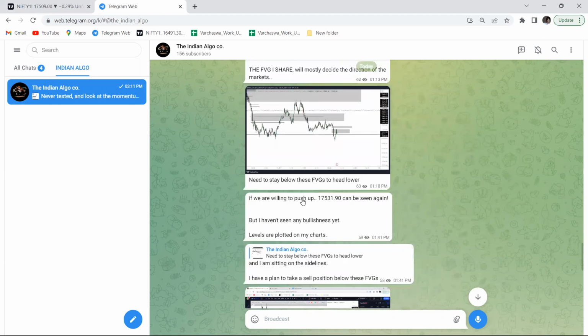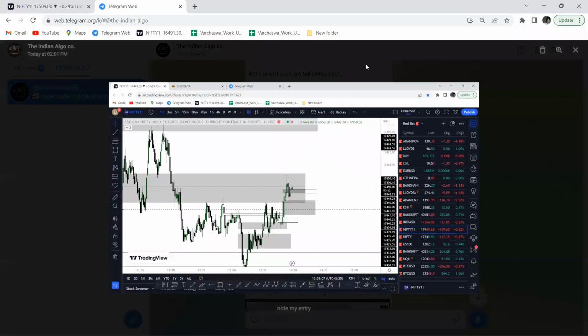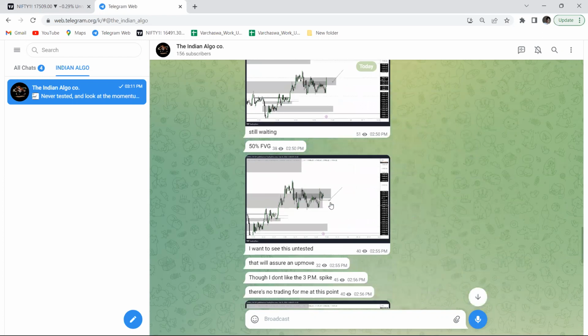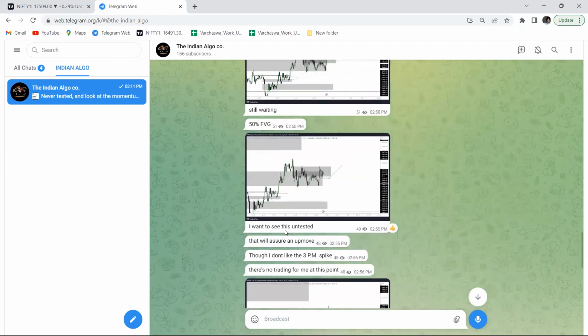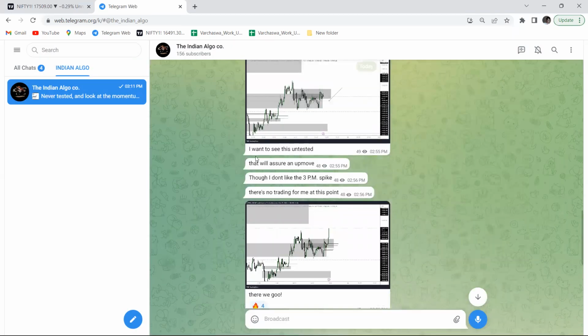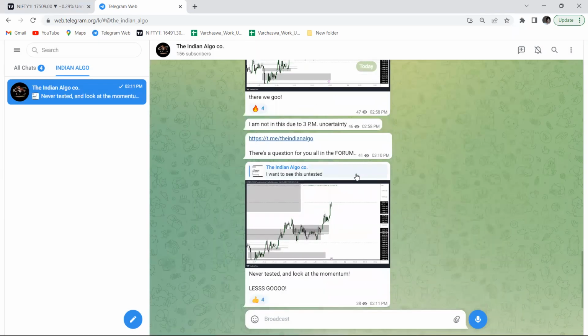And even at the last moment, if you see, this is where I said, okay, I'll share that. That was a quick scalp, but we were waiting right here. I want to see this gap between these two candles untested, and the price never tested it. That will assure an up move, though I don't like the 3 p.m. spike. But eventually, if you see how the price simply pushed higher.